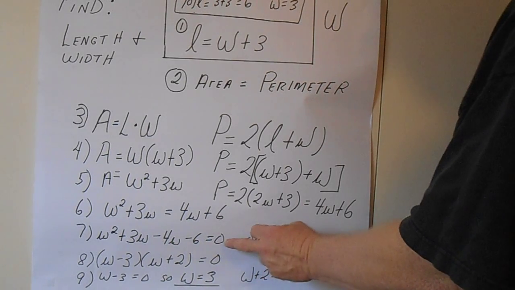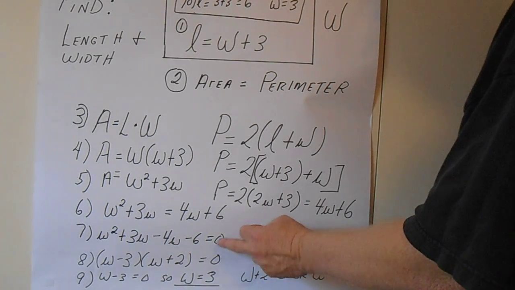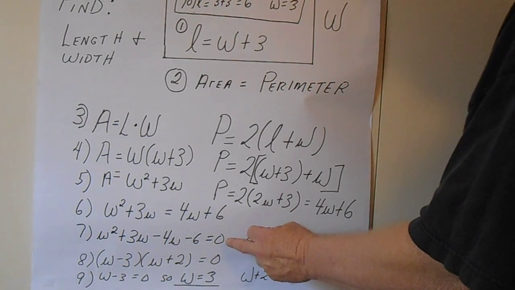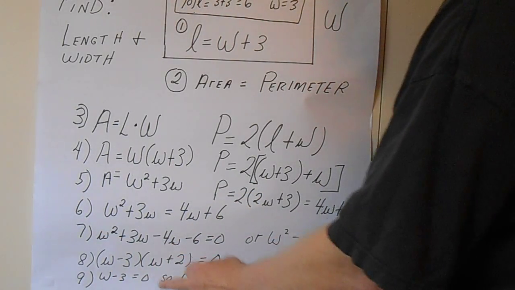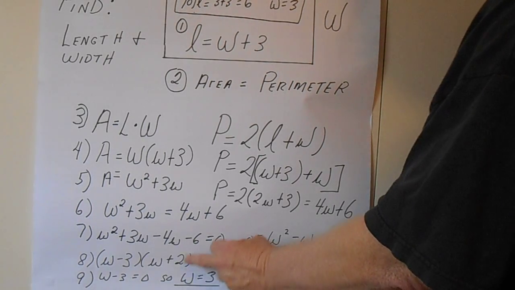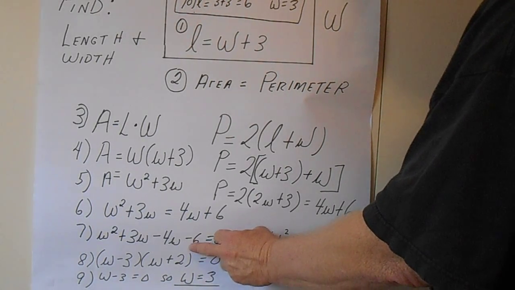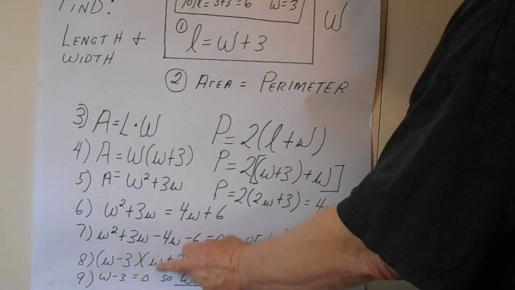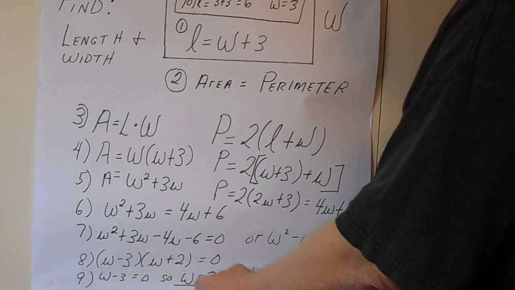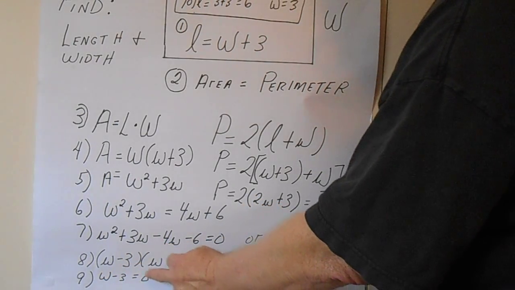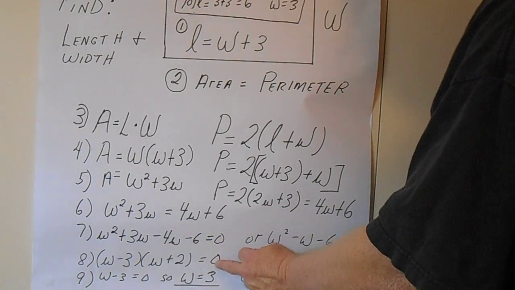For step 8, we have to do a little bit of factoring. A lot of students aren't very good with factoring. This one's fairly simple. For W squared, we get W and W in both parentheses. For a negative 6, we're going to have to use a negative 3, because the middle term in our equation is negative, and a positive 2. So W minus 3 times W plus 2 equals 0.